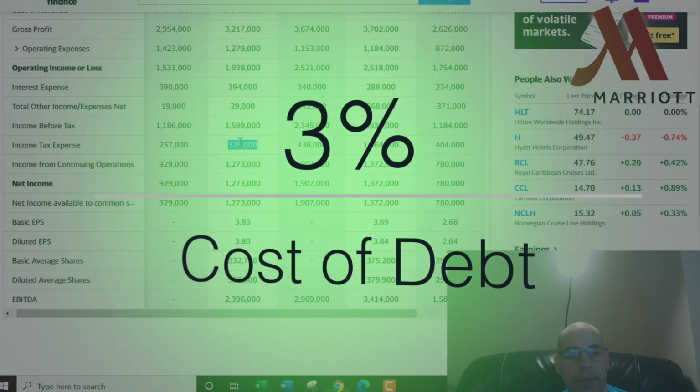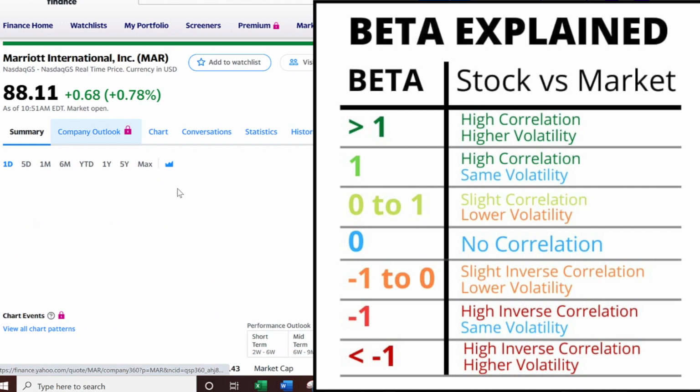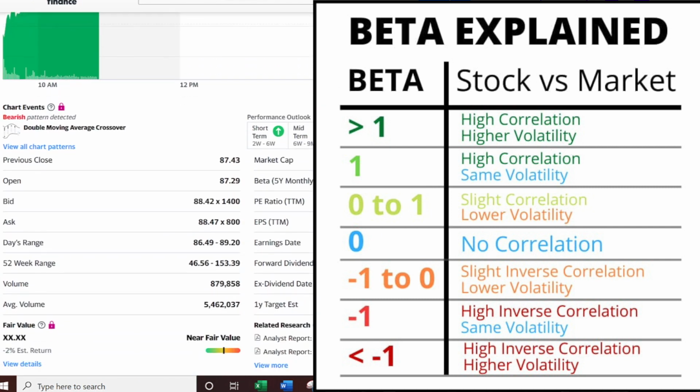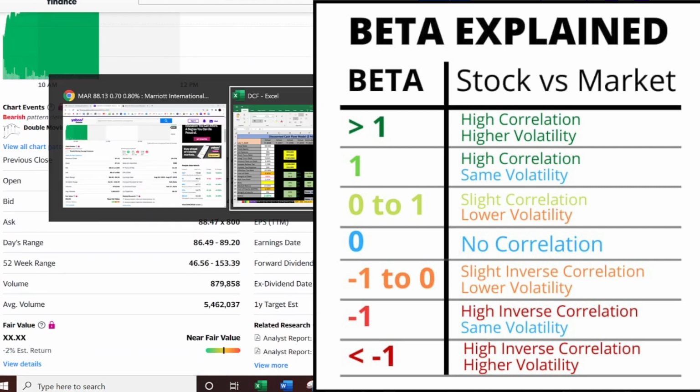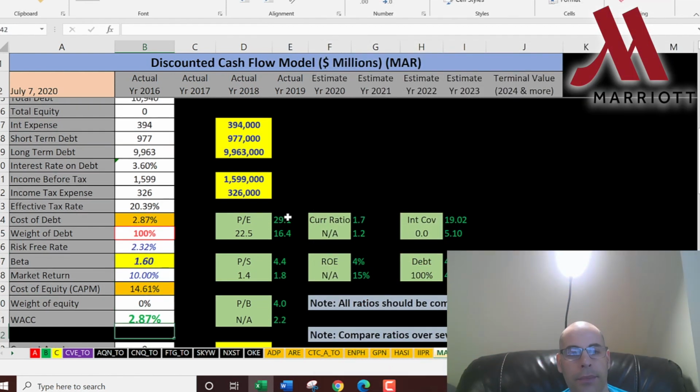And to get the cost of equity, we need the beta. And the beta is how much the stock moves relative to the market. So they have a beta of 1.6. So the stock moves roughly 1.5 times what the market moves.